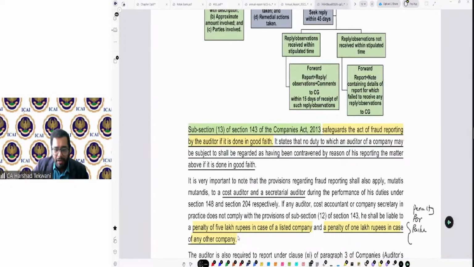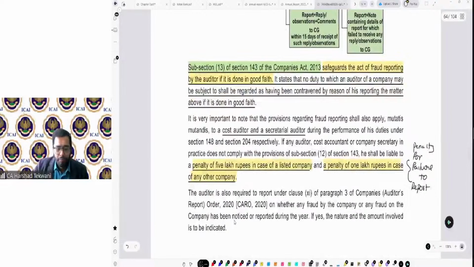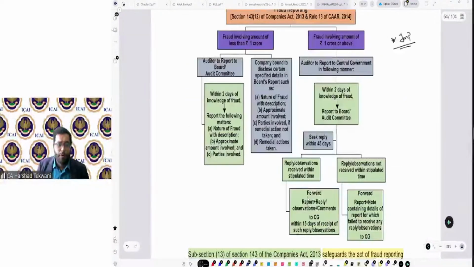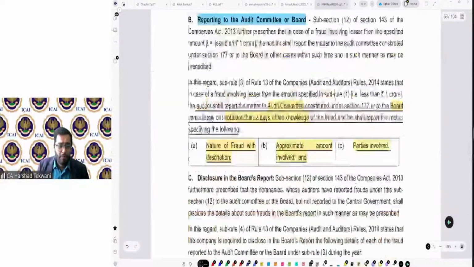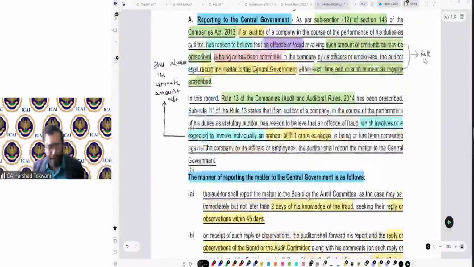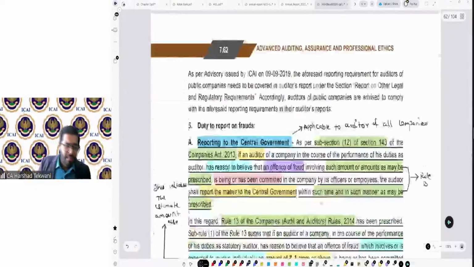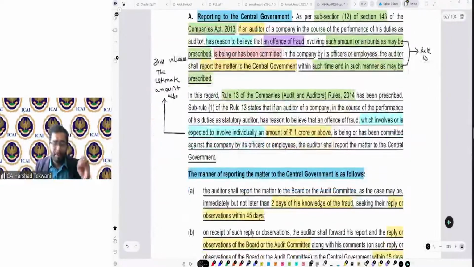Penalty for failure to report fraud. Clear? Okay. So that is with respect to the reporting of fraud by the auditor. And it is very well explained in the study material. Trust me, the study material explains it in a detailed way.